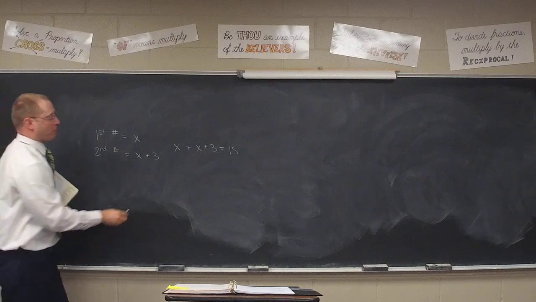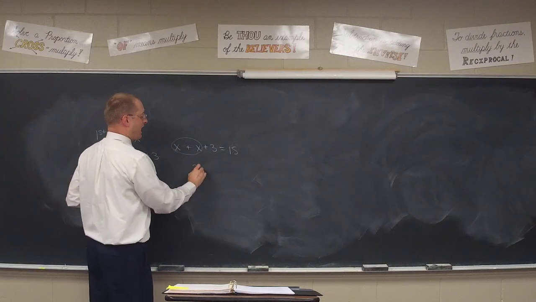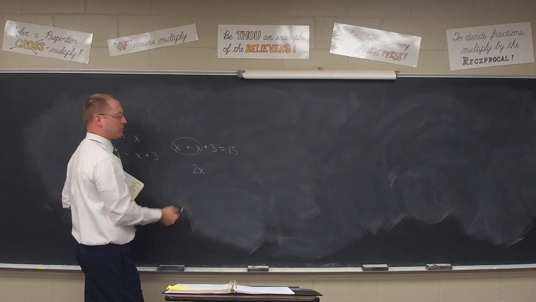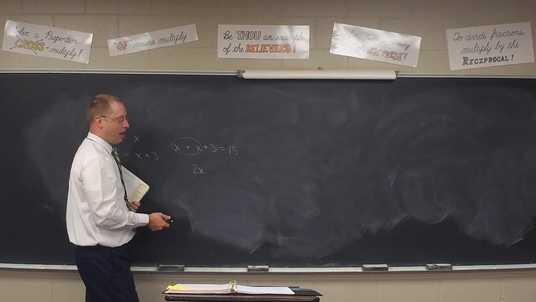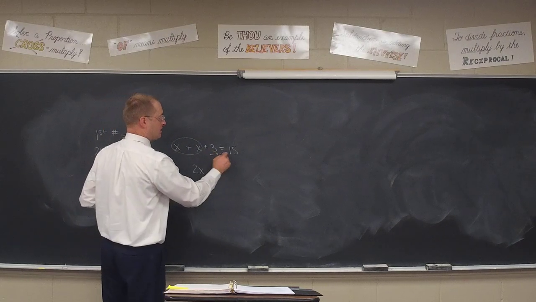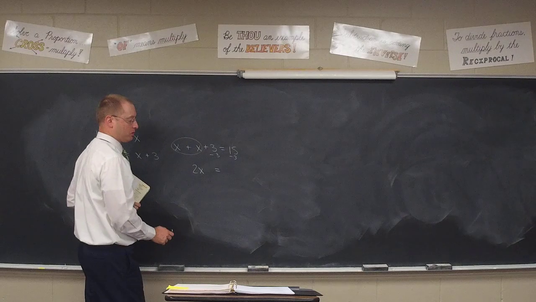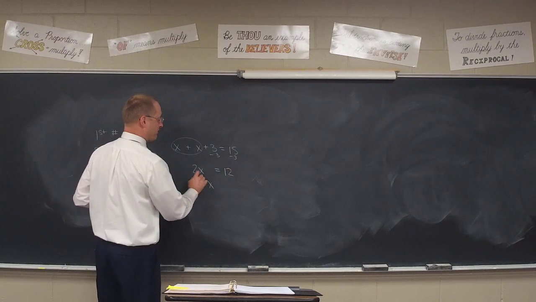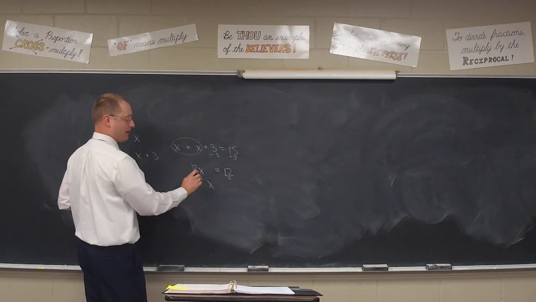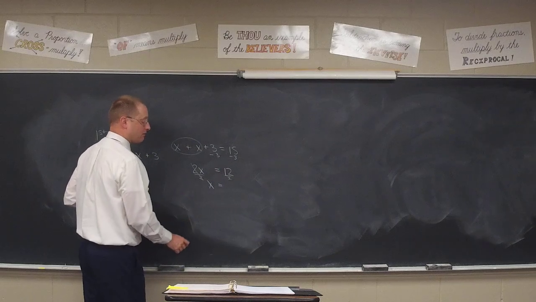All right, from here then we'll combine the x's, class. 2x. And you know what? What am I going to do with this plus 3 anyway? I'm going to put a minus 3, so why not do it now? Let's just get it out of the way. And get 2x equals 12, so that my x, when I divide both sides by 2, and I like to do that in my head, frankly, x ends up equaling 6.